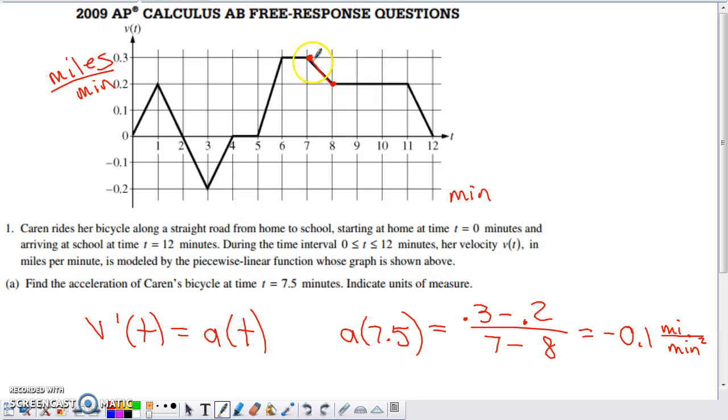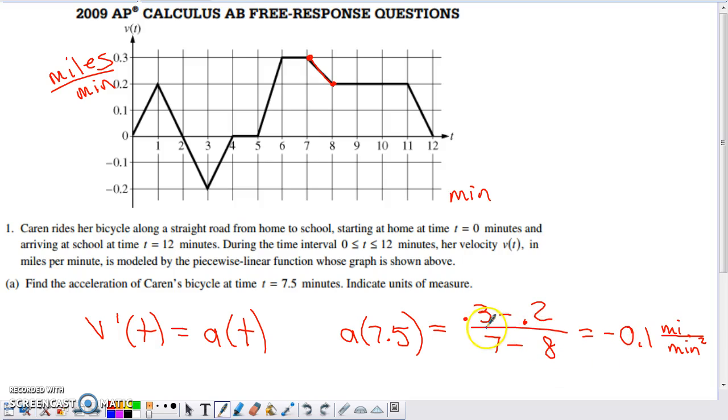So the slope of the tangent line connecting those points is going to be the same as the slope of the line itself. The thing that could get you into a little bit of trouble here is if you just did rise over run, -1 divided by 1, it's easy to say that her acceleration was -1. But here's where the units come in. The velocity value at 7 was 0.3. The velocity value at 8 was 0.2, and then when we divide by 7 minus 8, we end up with -0.1. You can toss this into the calculator if you're concerned about getting that numerical value.